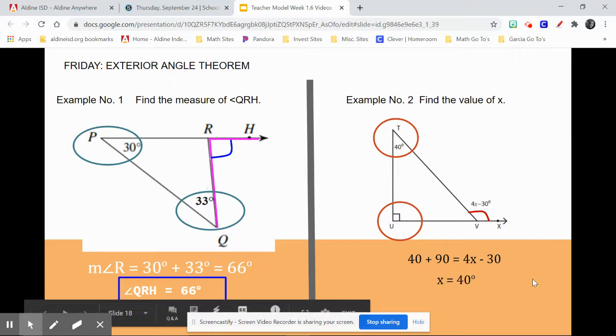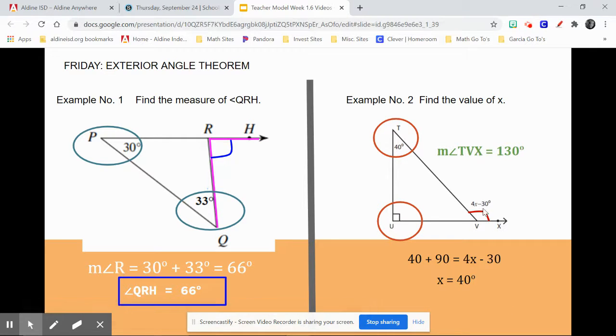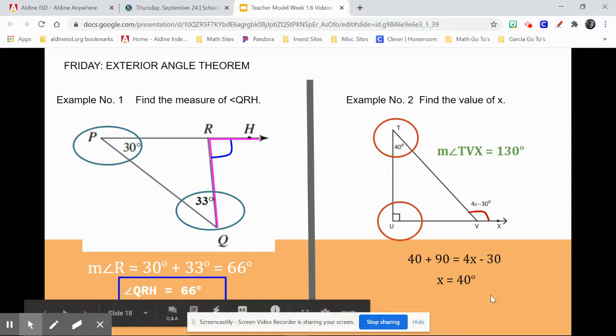Sometimes it may ask you for the measure of angle B, and all we would have to do is take that value, plug it into the expression that's given, and we will find that the measure of angle TBX is 130 degrees. Okay, so just make sure you're reading the questions so that you get the correct answer. Okay, for this question, the answer was 40 degrees.